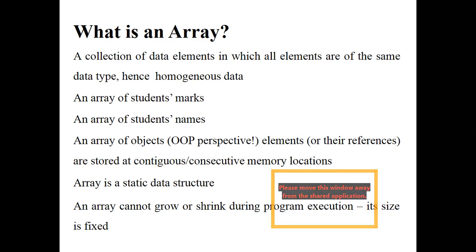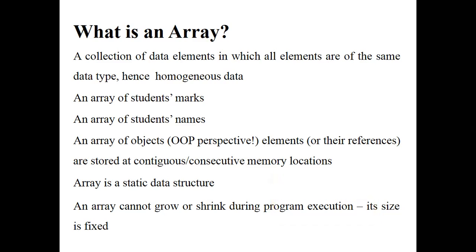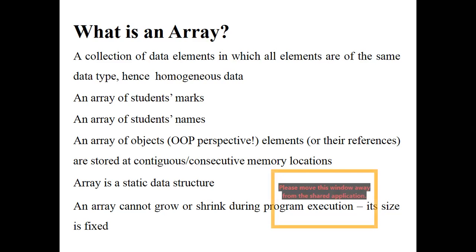From an object oriented programming perspective, array elements or their references are stored at consecutive memory locations. An array is a static type of data structure as we already discussed, and an array cannot grow or shrink. You should know how many students you have in your class. For example, if you have 20 students in the class, then you can generate an array. If you don't know how many students there will be, you cannot generate the array.